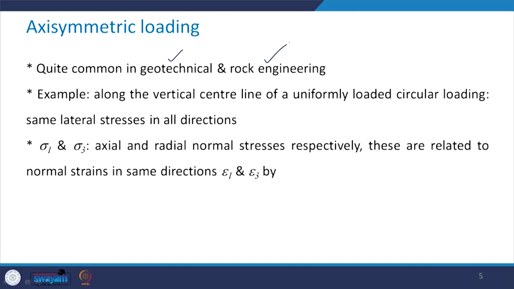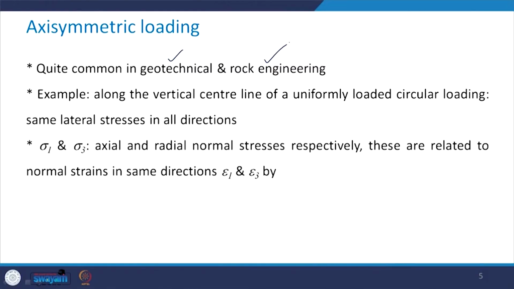An example includes that along a vertical center line of a uniformly distributed load on the circular loading, because it has the same lateral stress in all the directions. This is what is called the axisymmetric loading. So, you see it looks like this. You have a circular footing, let us say, and it is subjected to the uniformly distributed load, and if this is the axis, the lateral stress is the same in all the directions. So, this problem is solved by this axisymmetric loading.